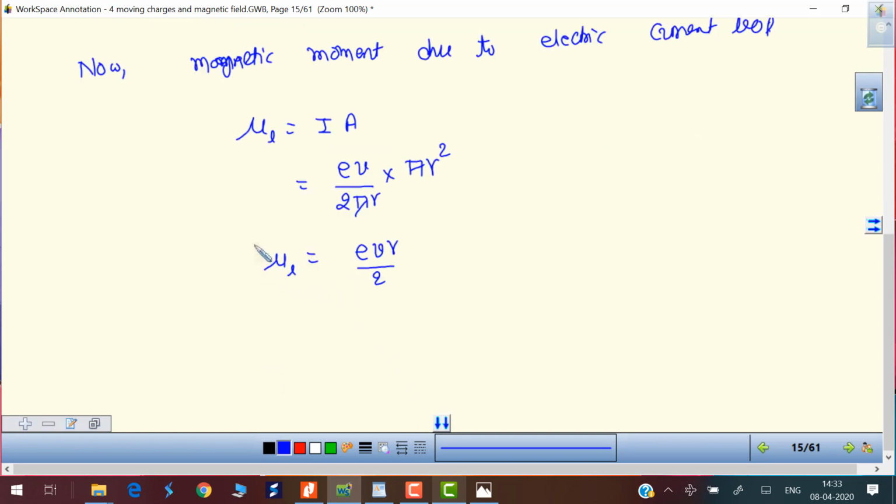So this is the one thing. Now what we do, I want to introduce angular momentum. So we multiply the mass of the electron in the denominator as well as in the numerator. So what is happening? e by 2 m_e multiplied with m_e v R. What is m_e v R? Anybody?